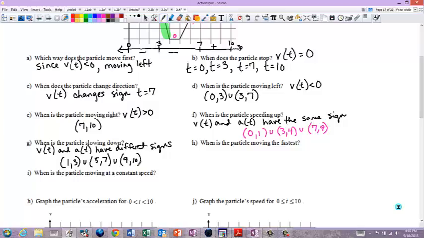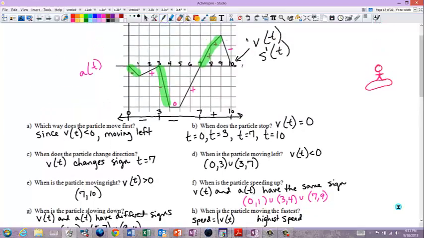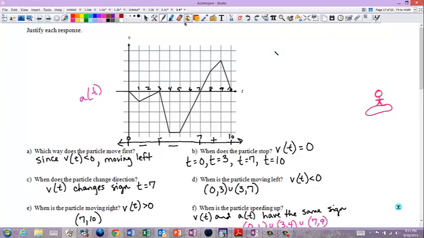When is the particle moving the fastest? Well, fastest indicates speed. So when does it have the highest speed? Speed is the absolute value of velocity. So let me erase all this off the graph. I don't need all this stuff. I need my numbers. 1, 2, 3, 4, 5, 6, 7, 8, 9, 10. Okay. Where is it the farthest away is the question. If I were to do the absolute value of this graph and I was to do speed.